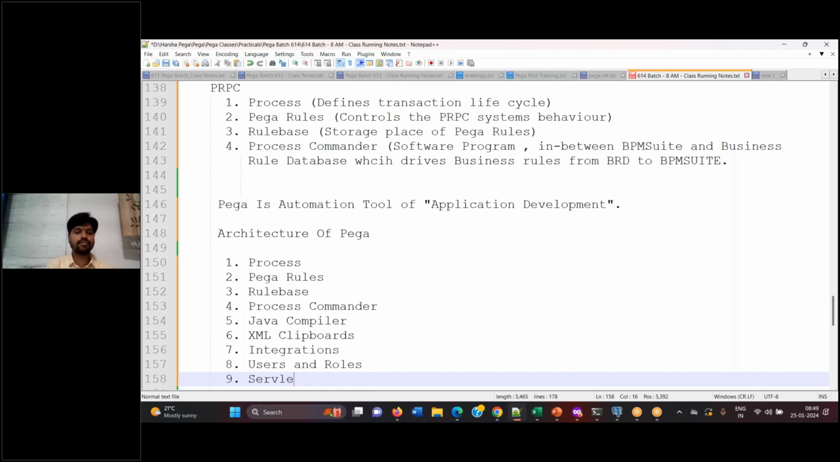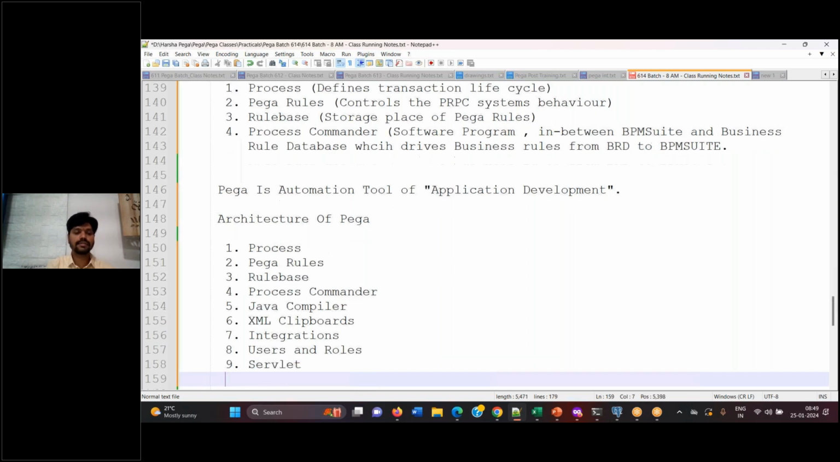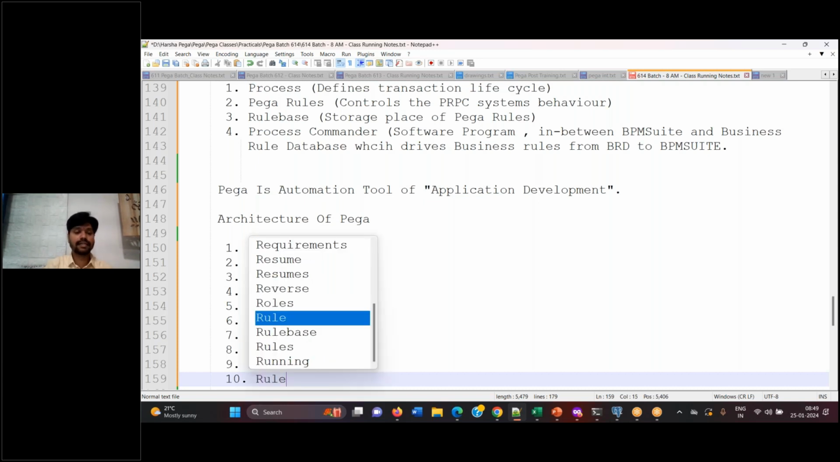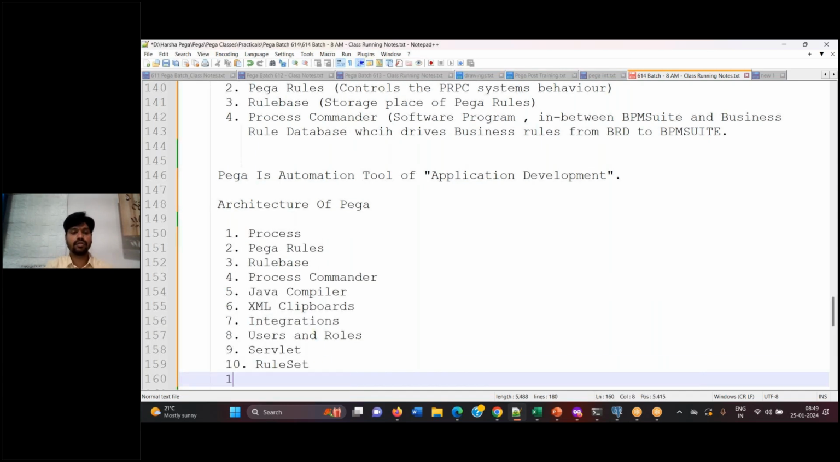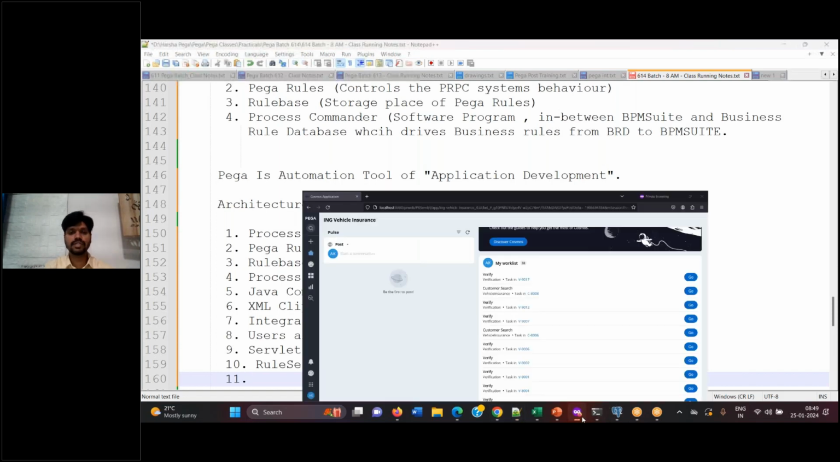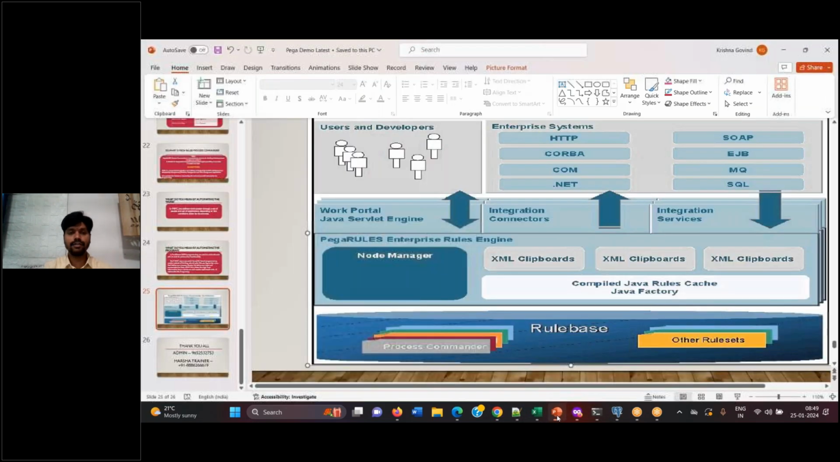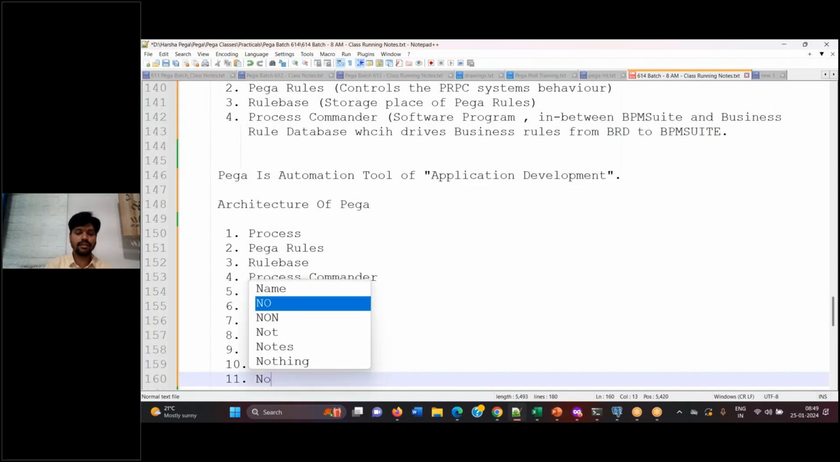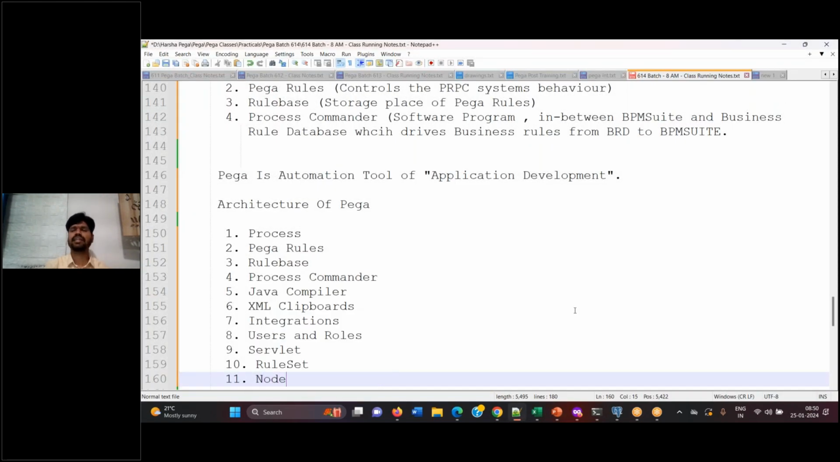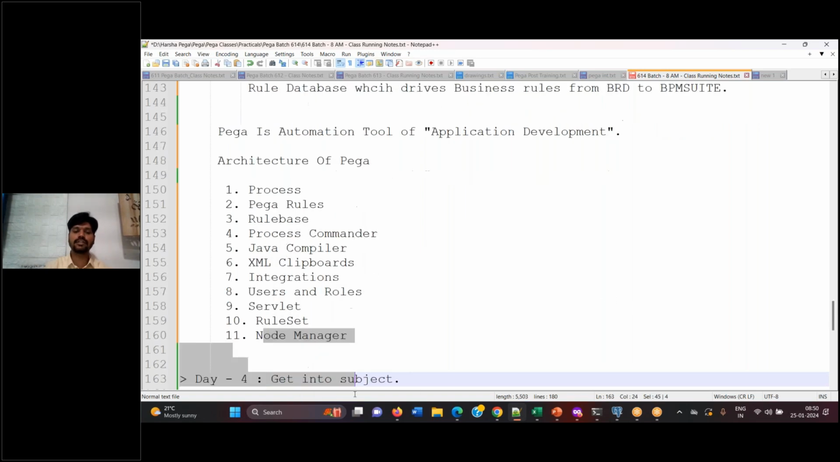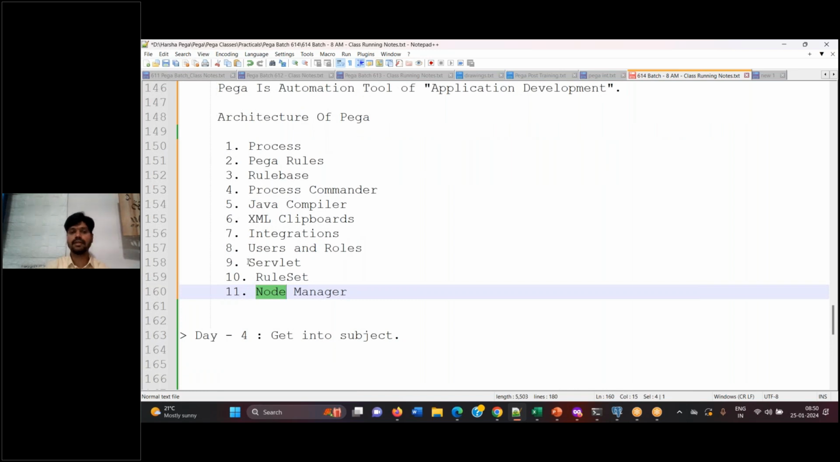Servlet. What else? Rule set. I did not tell you this. Leave it. Rule set means that includes versions also. One more I did not tell you: node manager. Node. Okay. Node manager. As part of admin studio, I'll show you this node manager.